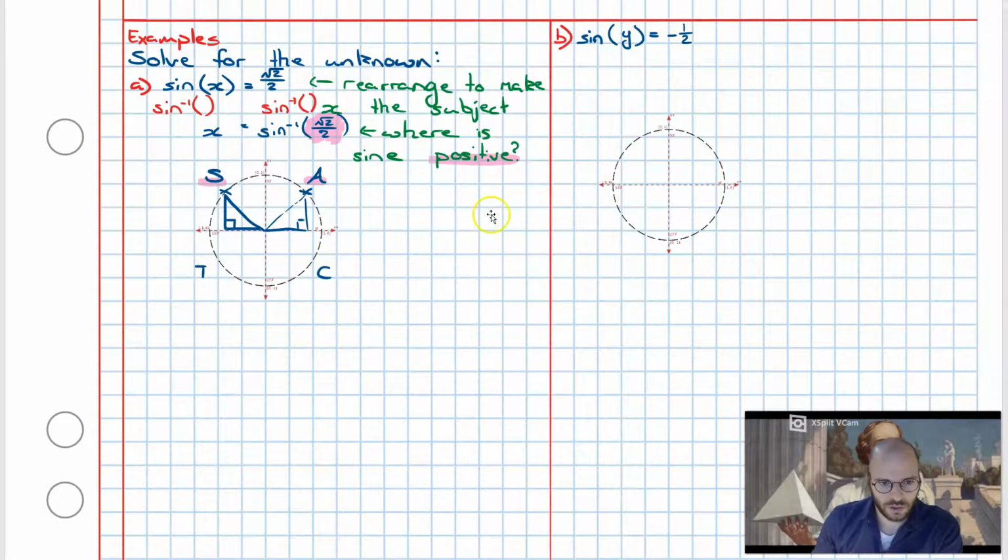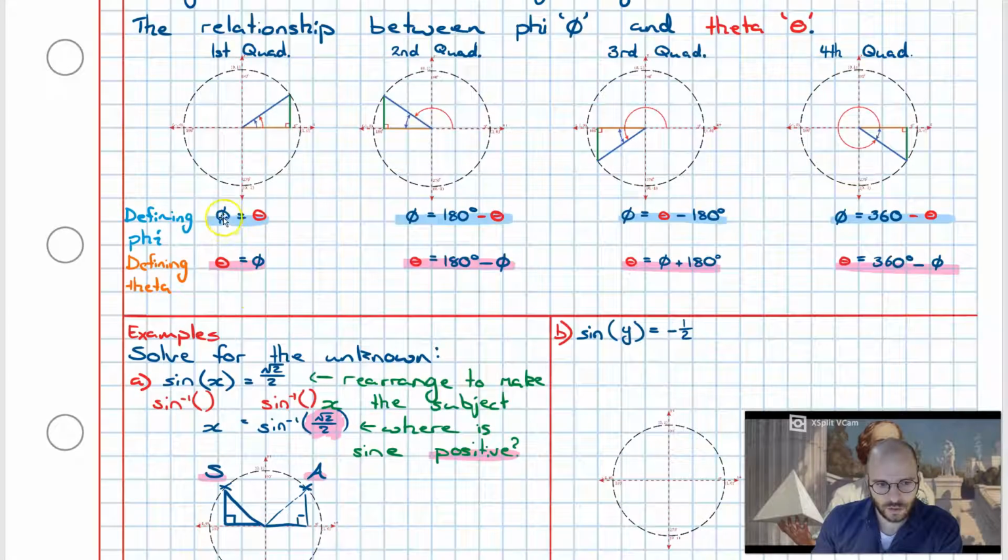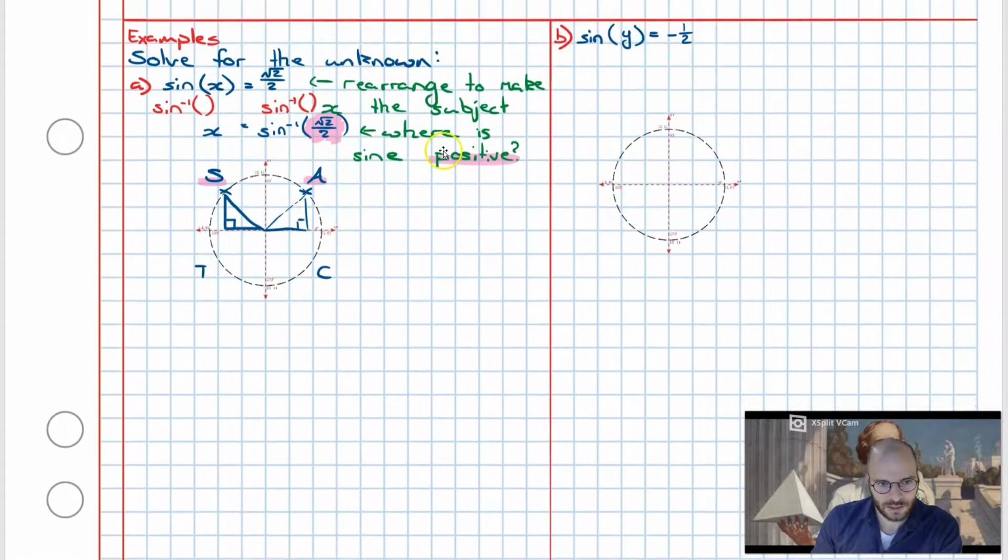And the way in which we do it is we use our theory from above. So we're looking at the relationship between the interior angle phi and the exterior angle theta, or the overall angle theta. And for the first quadrant, phi and theta are equal to one another. So what we can say is that x is going to equal the inverse sine of root 2 over 2.